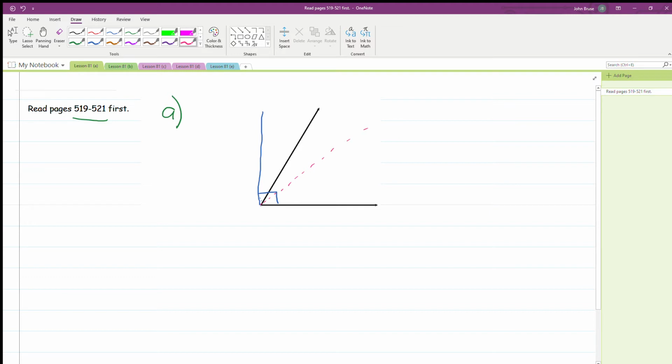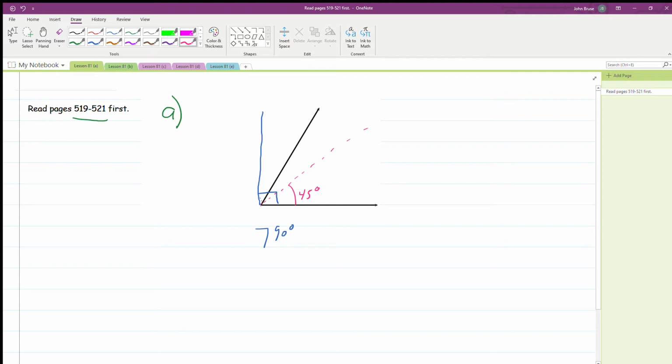So this blue line is 90 degrees. That's how I show that by this symbol here. That means it's 90 degrees. And then the little pink dotted line I made, this angle here, is 45 degrees. So it's half of 90 degrees. And my drawing may not be perfect, but understand that half of 90 is 45 degrees.